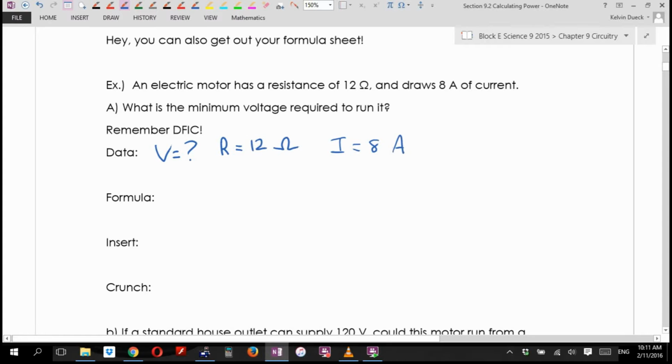Now I would say to you, I'm looking for an equation that has a V and an I and an R in it, and I'd like the V to be by itself. Martin, which equation has a V and an I and an R in it? V equals I times R? Yeah. This is the formula.